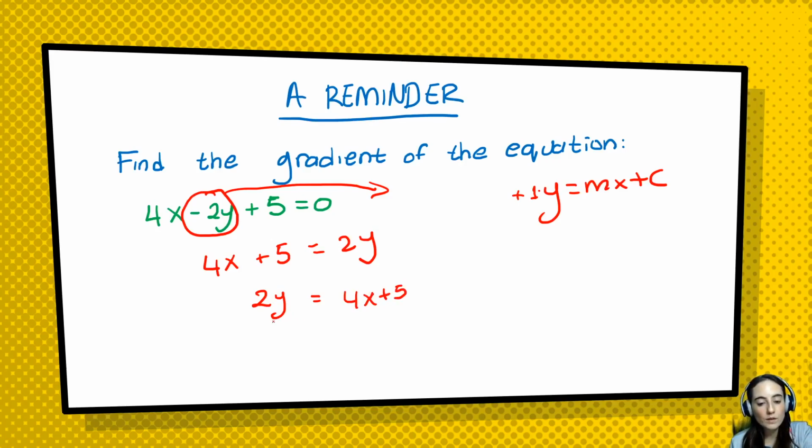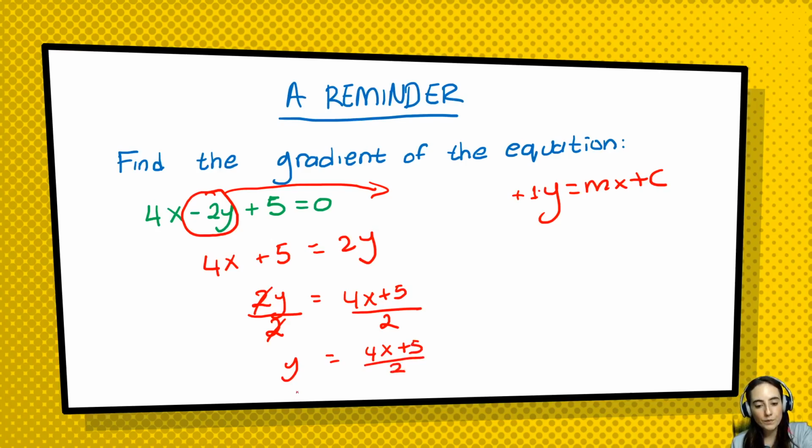Okay, but we're looking for 1y. It's a positive y, so that's great, but we want 1y. That means you're going to have to divide by 2. But remember, because it's an equation, if you divide one side by 2, you have to divide the other side by 2 to keep things equal. Then 2 divided by 2 makes 1, so we have 1y, which is known as y, equals 4x plus 5 over 2.